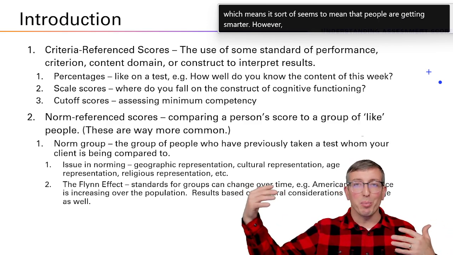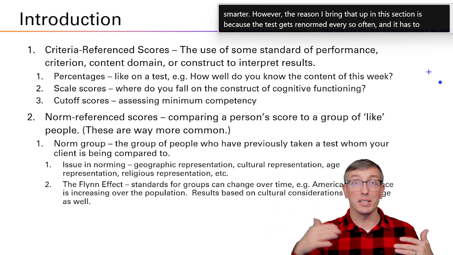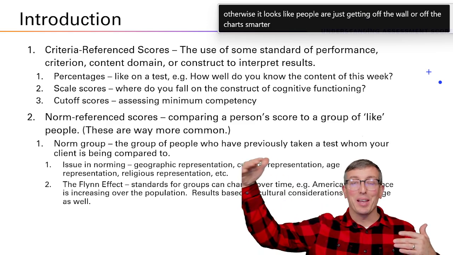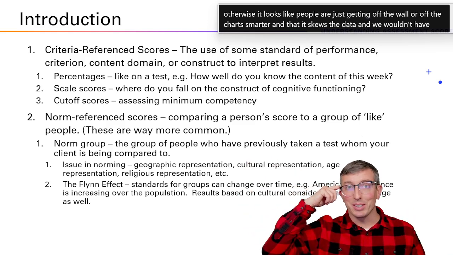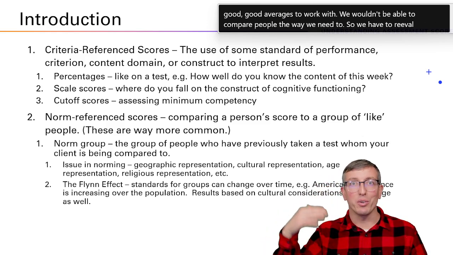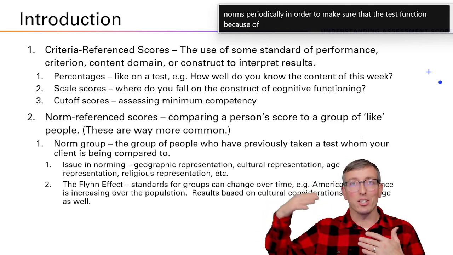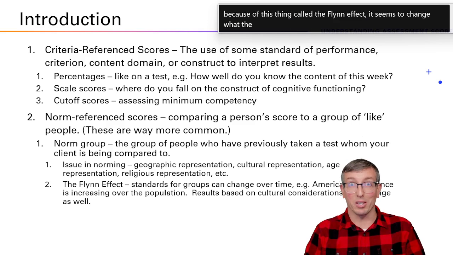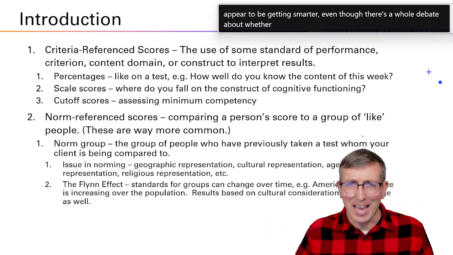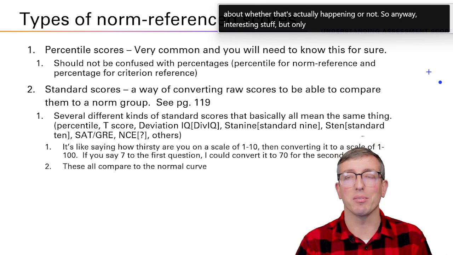However, the reason I bring that up in this section is because the test gets re-normed every so often, and it has to. Otherwise, it looks like people are getting off the charts smarter, and it skews the data, and we wouldn't have good averages to work with. We wouldn't be able to compare people the way we need to. So we have to reevaluate norms periodically because of this thing called the Flynn effect. It seems to change what the norms are because people appear to be getting smarter, even though there's a whole debate about whether that's actually happening or not. So anyway, interesting stuff, but only semi-relevant to what we're talking about here.